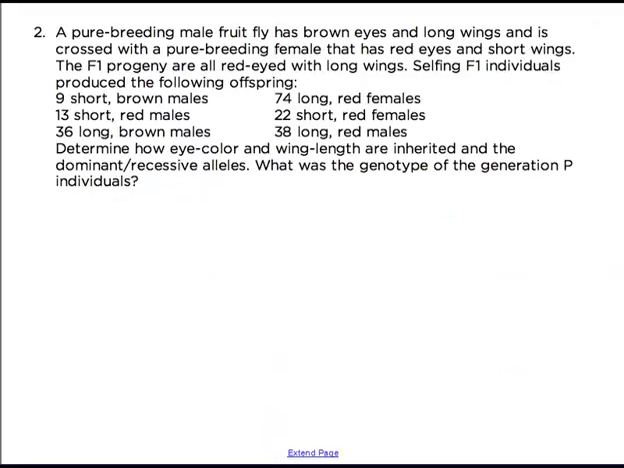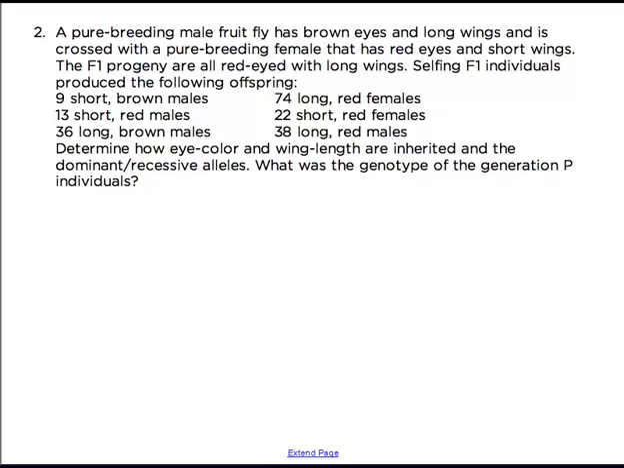Question 2 asks, a pure breeding male fruit fly has brown eyes and long wings and is crossed with a pure breeding female that has red eyes and short wings. The F1 progeny are all red-eyed with long wings. Selfing F1 individuals produced the following offspring. And then they give us some data.